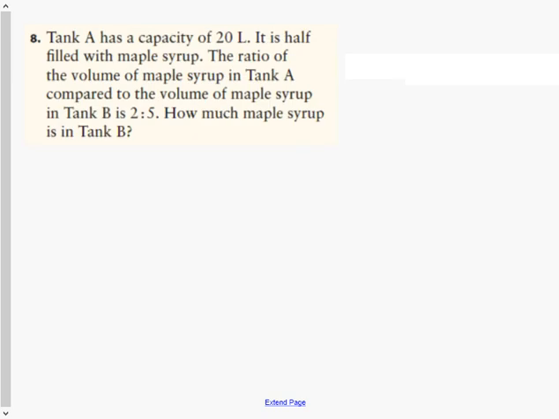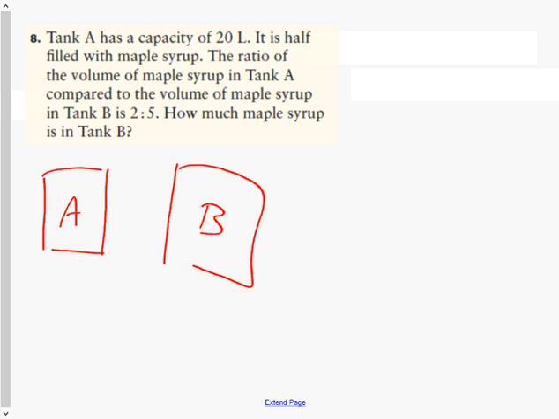Question 8. It's kind of the same thing as proportional reasoning, but there's a half a step added to it to make you confused a little bit. It says there's tank A and there's tank B. Tank A has a capacity, if it was filled, of 20 liters, but it's not filled, is it? It's only half filled. So how many liters are in here? 10 liters of maple syrup.